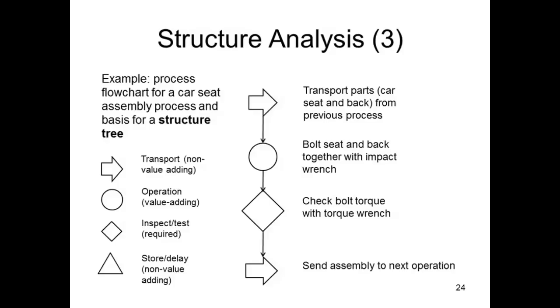eventually you're going to do it wrong. Okay, in any event, this is the process in the Shigeo Shingo example where we bring in parts, car seat and back from a previous process, bolt them together with an impact wrench, check the bolt torque with the torque wrench, which is the focus of the Shingo example, and then send the assembly to the next station. This is a very simple example we can use to illustrate FMEA.